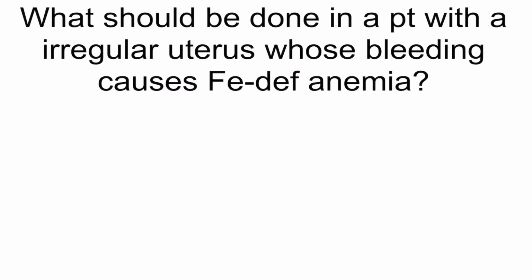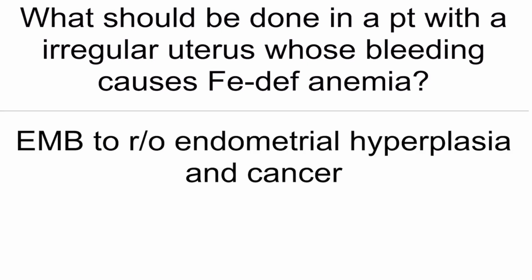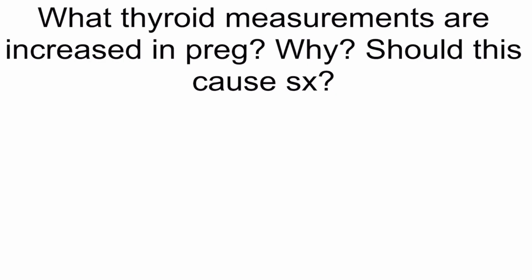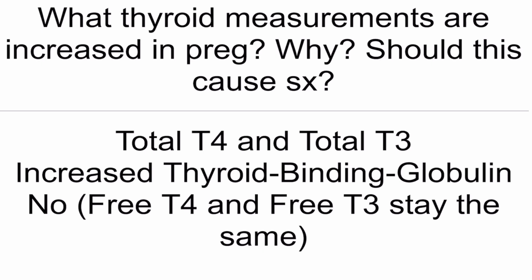What should be done in a patient with irregular uterus whose bleeding causes iron deficiency anemia? EMB to rule out endometrial hyperplasia and cancer. What thyroid measurements are increased in pregnancy and why? And should this cause any symptoms? Total T4 and T3 are increased due to increased thyroid binding globulin. No, free T4 and free T3 stay the same.